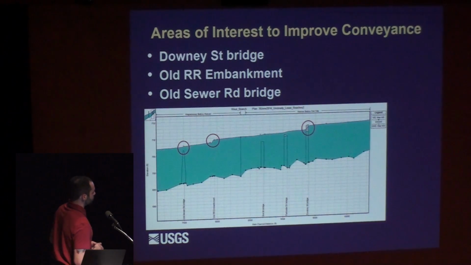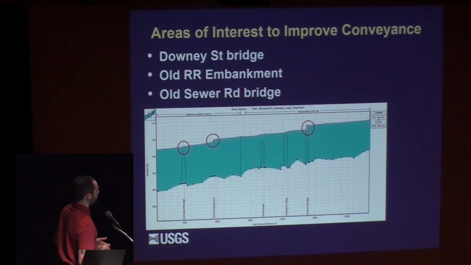So these are some of the areas of improvement for conveyance. This is the Downey St Bridge. You can see the backwater that builds up behind that. This is an old railroad embankment that cuts through town where they removed the bridge a couple of years ago, or in the 90s, but the embankment is still there, so it's constricting the floodplain. And then also there's a bridge right below that, an old truss bridge that they use to get access to their sewer plant that they no longer need because they have a better way to get there.